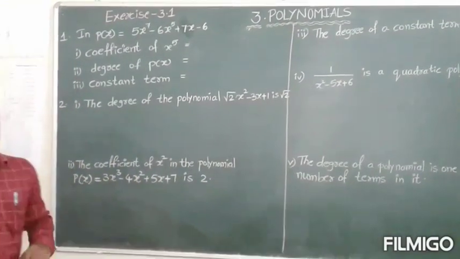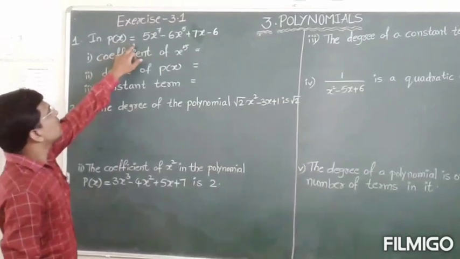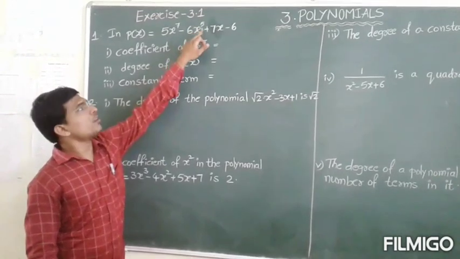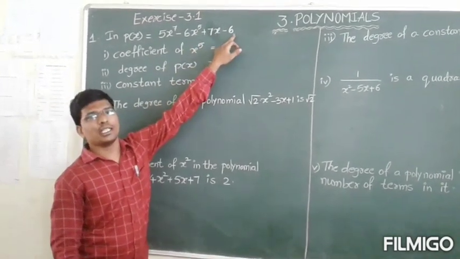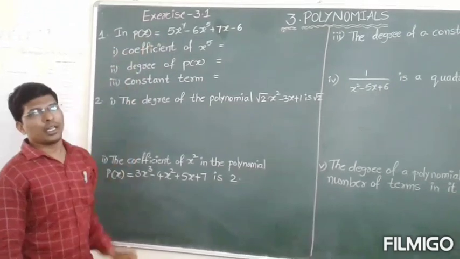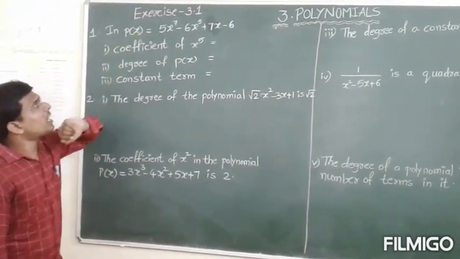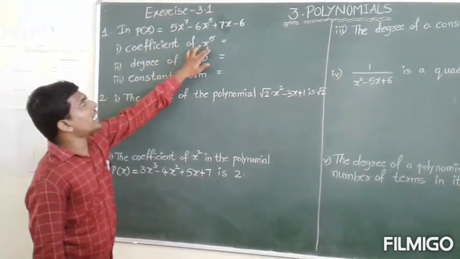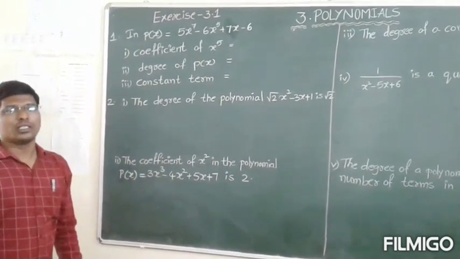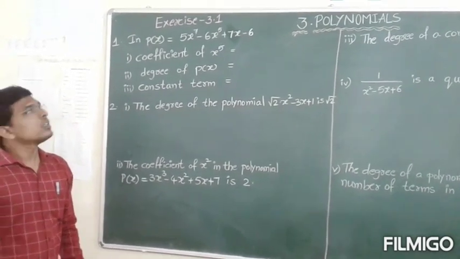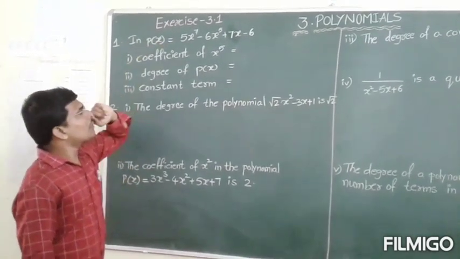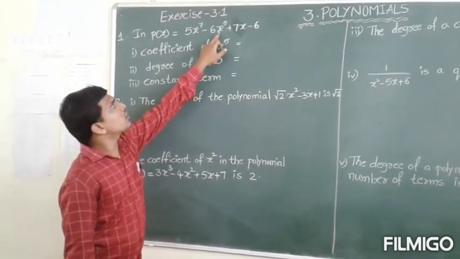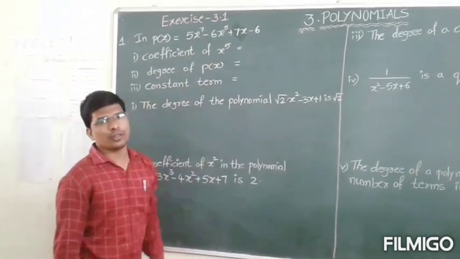In the first bit, P of x is equal to 5x to the power of 7 minus 6x to the power of 5 plus 7x minus 6. This is the given polynomial. In this polynomial, we have to identify, first question, what is the coefficient of x to the power of 5? So actually, what is meant by coefficient? In the given polynomial, observe where we have the variable x to the power of 5. So here we have x to the power of 5.